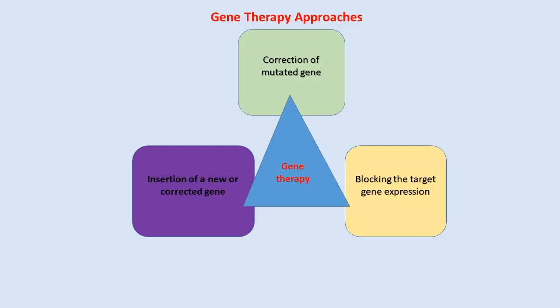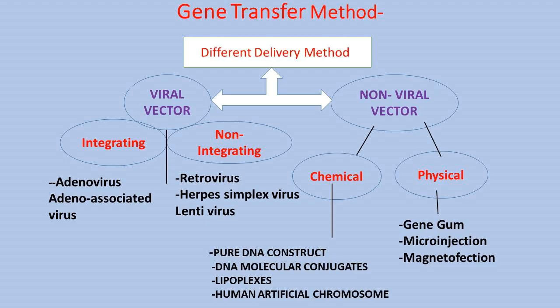So in a nutshell, gene therapy approaches are correction of the mutated gene, blocking of target gene expression, and insertion of a new or corrected gene. There are various delivery methods for the therapeutic gene. To transfer the desired gene into the target cell, a carrier is required, and the vehicle or carrier used to introduce this transgene is known as a vector. It can be classified as viral vector and non-viral vector.